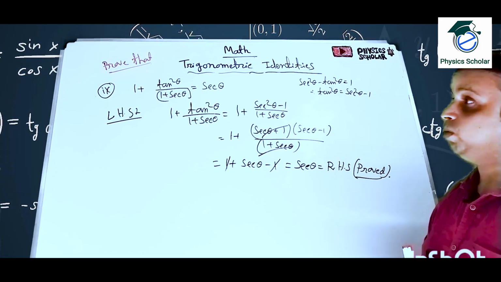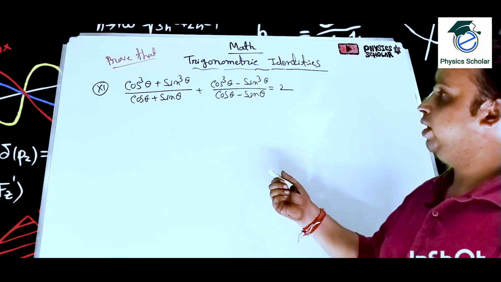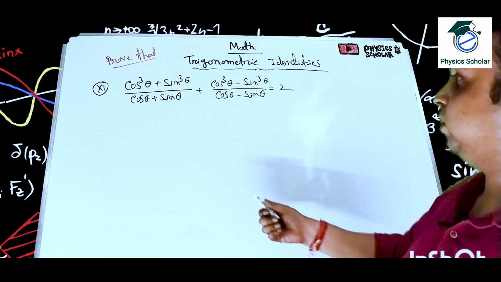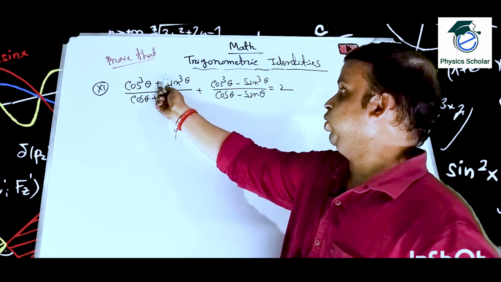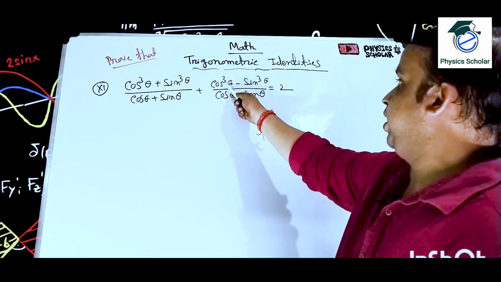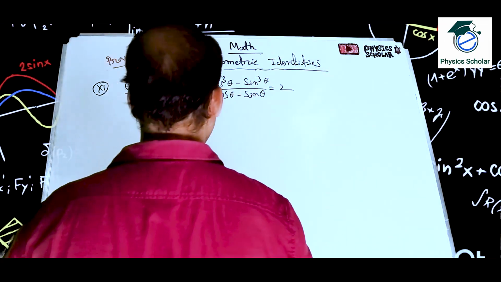Now let us move to the sum number 10. So now moving to the next sum, it is cos cube theta plus sin cube theta by cos theta plus sin theta. So see, here it is same, here it is same, it is cube only. Clear? Here the same thing, but it is minus, okay, and it is cube. So now to do this sum, what is the formula we know?